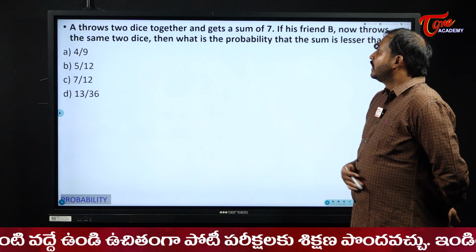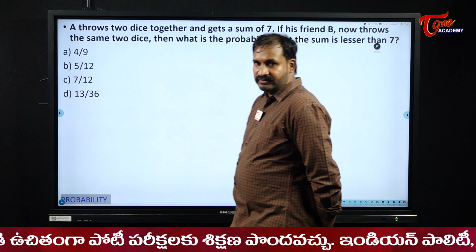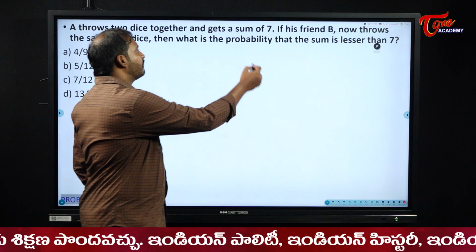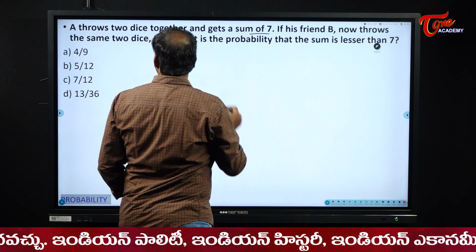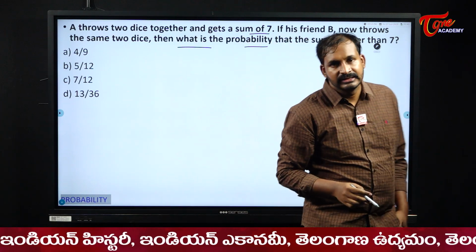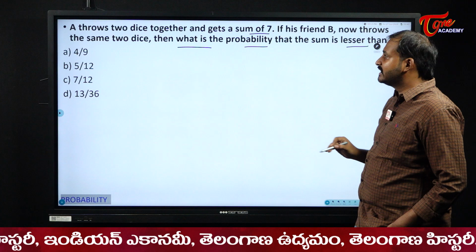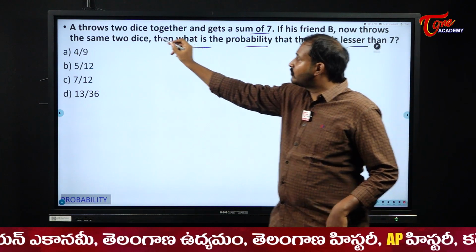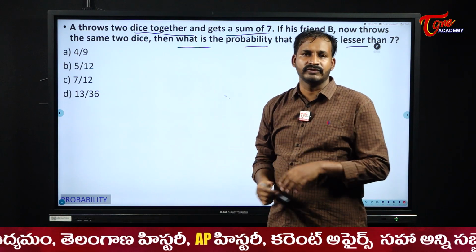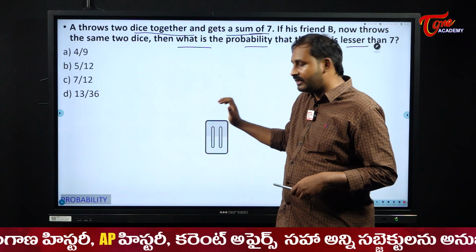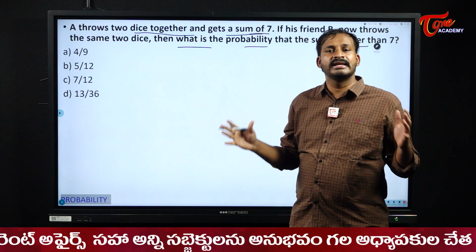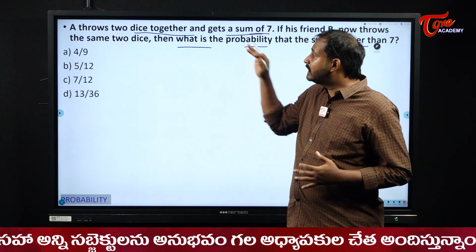Everyone pause the video and try to get the answer for this one. A throws 2 dice together and gets a sum of 7. If his friend B now throws the same 2 dice, then what is the probability that the sum is lesser than 7? See here, students, the first statement, A throws 2 dice together and gets a sum of 7, was given just to confuse you. There is no use of that statement in solving this problem. He gave that data just to increase the length of the question and to confuse you, but it is of no use.